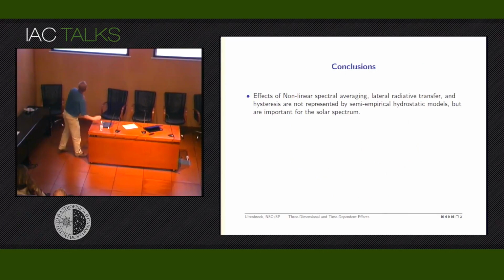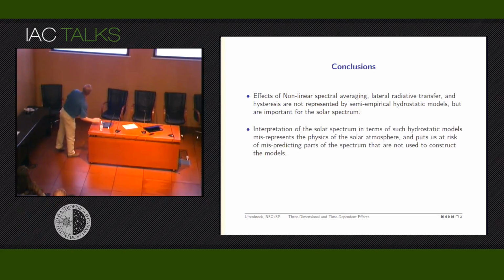So in conclusion, effects of nonlinear spectral averaging, lateral radiative transfer, and hysteresis are not represented by semi-empirical hydrostatic models, but are important, of course, for the solar spectrum. The interpretation of the solar spectrum in terms of hydrostatic models misrepresents the physics of the solar atmosphere, and therefore puts at risk of mispredicting parts of the spectrum that are not used for the creation of such models. Which is exactly what you wish to achieve by using hydrostatic models to model the irradiance spectrum.